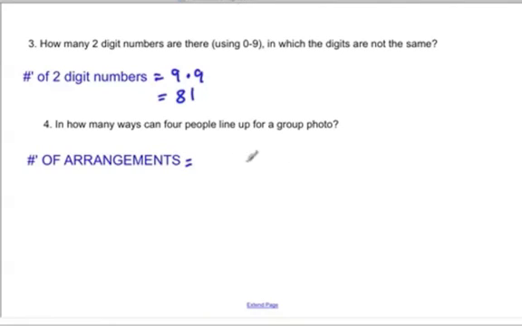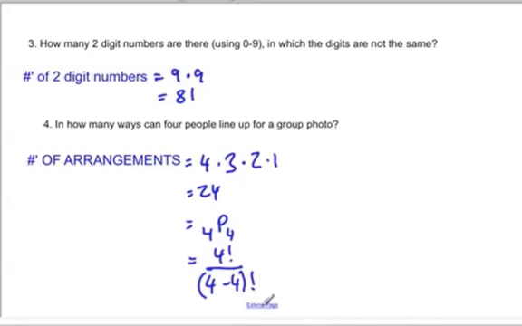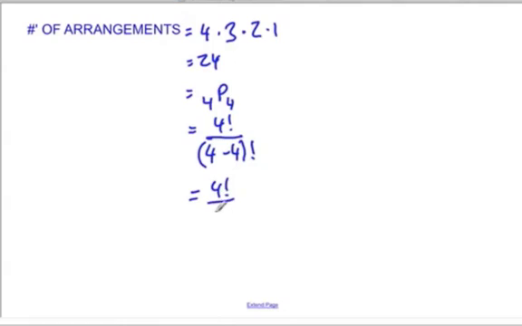Now, next one, number of arrangements for 4 people lining up for a group photo. And we're going to have 4 ways we can put the first person, 3 choices for the second person, 2 choices for the third, and 1 person left in the last spot. And so this is equal to 24, which is also, we could have used the permutation of 4 choose 4, which is 4 factorial over 4 minus 4 factorial. And recall that this is 4 factorial over 0 factorial, and 0 factorial is equal to 1. So this is equal to 4 factorial, which we have up here, 4 times 3 times 2 times 1.